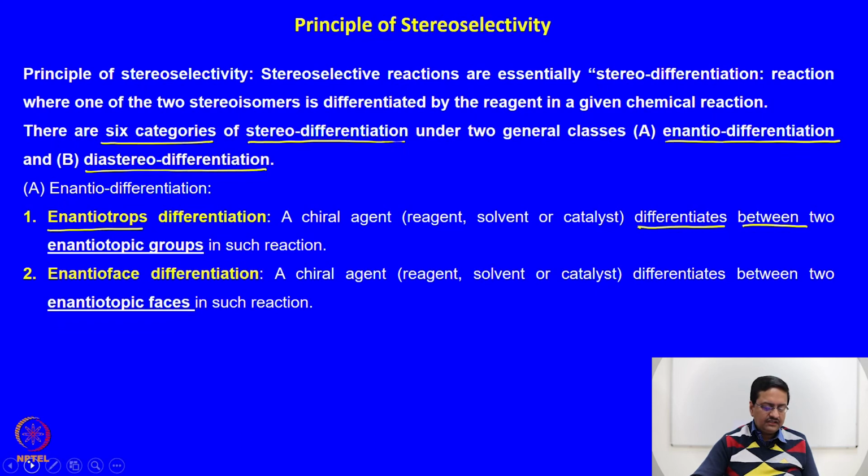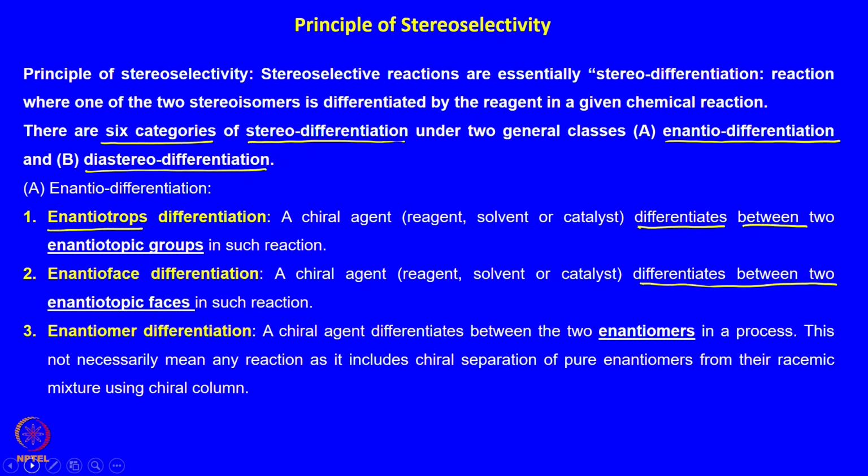The second type is called the enantiophase differentiation, where a chiral agent, a reagent, solvent or a catalyst differentiates between 2 enantiotopic phases. That means the phases of a double bond. It can be a C=C double bond or a C=O double bond. So when the chiral reagent differentiates between those 2 phases and gives you different products in different amounts, one of them being the major product, then it is called the enantiophase differentiation.